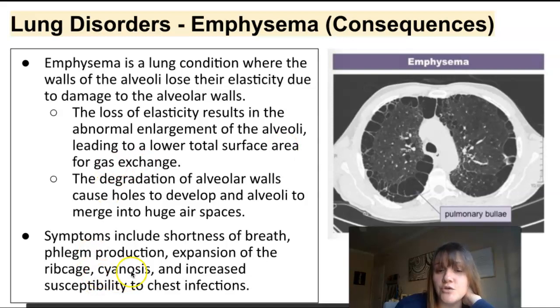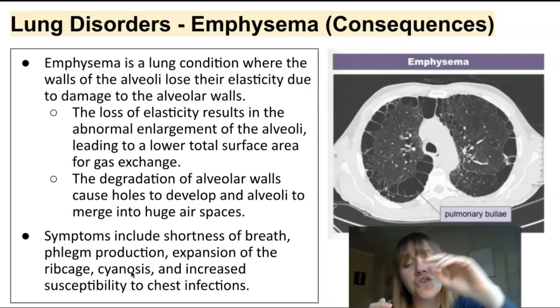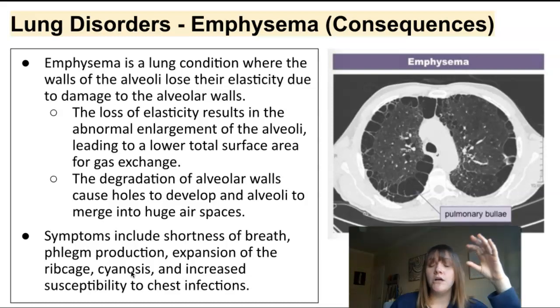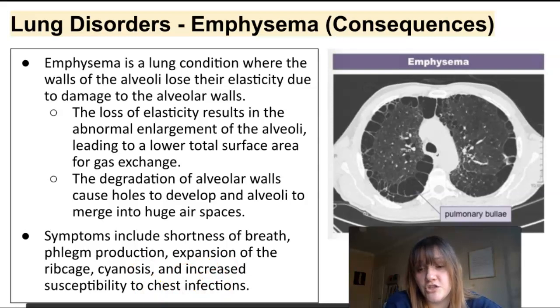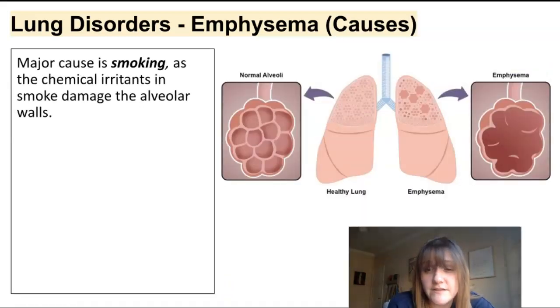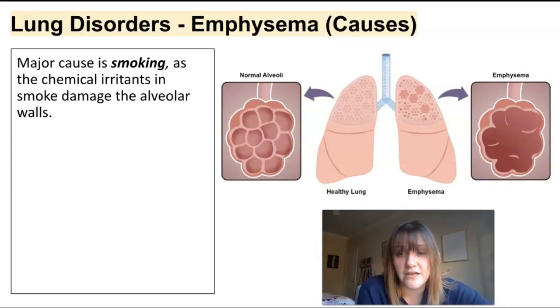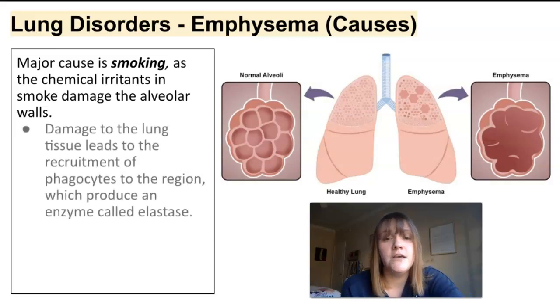Cyanosis is when especially your outer limbs, like your fingers and toes, start to turn a bluish purple. The reason they turn bluish purple is because they do not have enough oxygen. Another symptom is increased susceptibility to chest infections. The major cause of emphysema is smoking. That's really the major cause of it, because the chemical irritants in smoke and other smokes damage the alveolar walls.